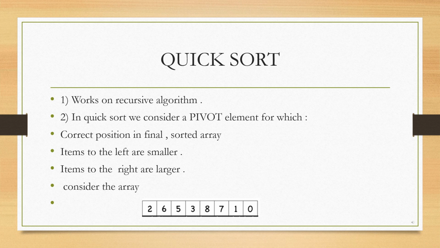Now let us learn quicksort. Quicksort works on a recursive algorithm. In quicksort, we consider a pivot element for which 3 conditions need to be satisfied. First, the pivot element is in its correct position in the final sorted array, which means items to the left are smaller and items to the right are larger. Consider the following array.